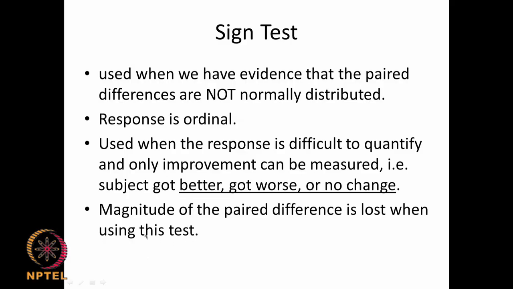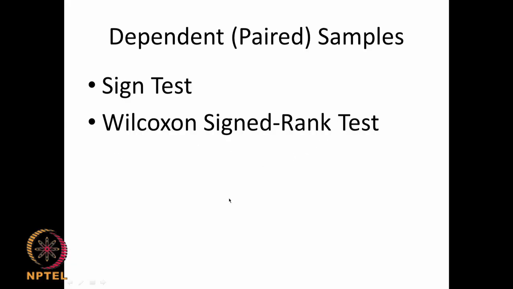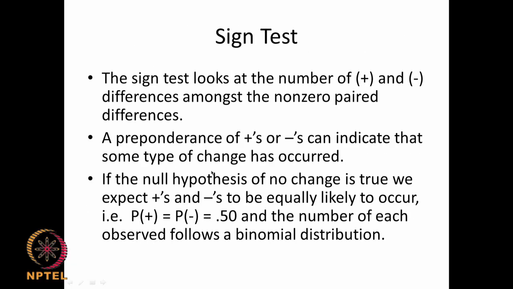But the main drawback of this test is that the magnitude of the paired difference is lost, because it is looking at only the signs, plus and minus, comparing the pluses with the minuses. How much it has changed is lost, but the Wilcoxon signed rank test can help you out on that, whereas the sign test loses it. Okay. So, it looks at the pluses, it looks at the minuses, and then it considers only the non-zero paired differences. If there are zeros, you neglect them.